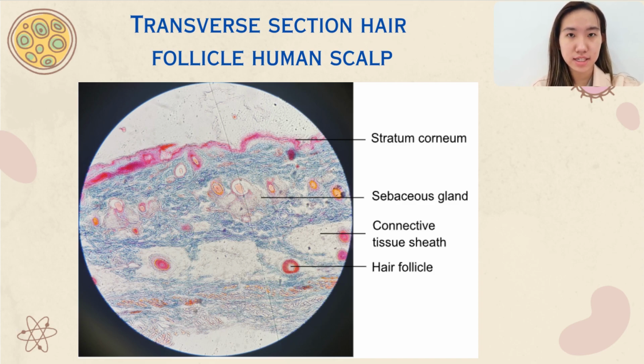As you can see in the slides, there are stratum corneum, which is the outermost layer of the epidermis, followed by sebaceous gland, connective tissue sheaths, and hair follicle.